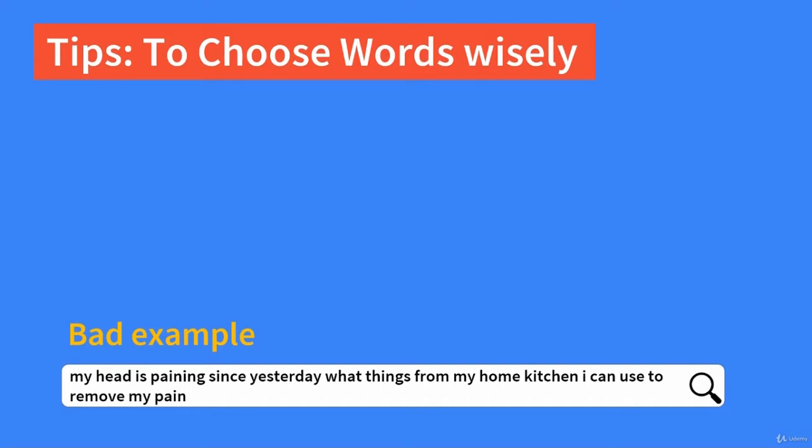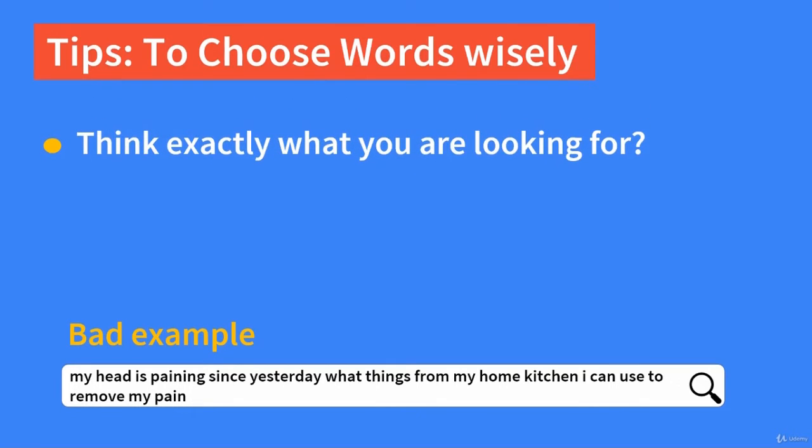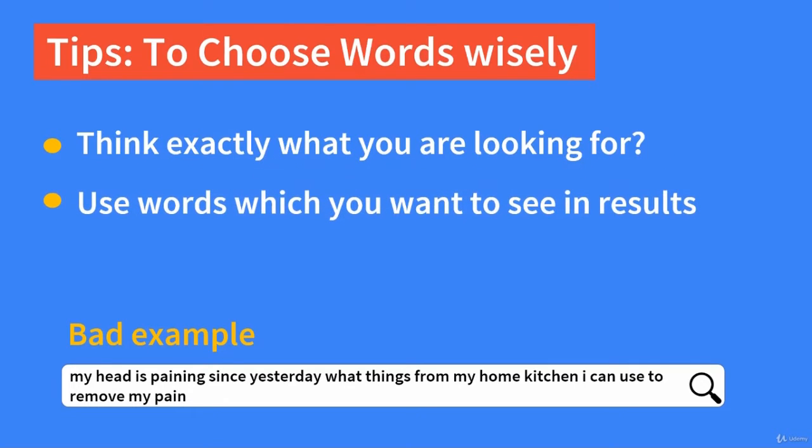To optimize our query, here are some tips. First, think about what you are trying to find. Be specific. So here in this case, I am looking for my head is paining, home kitchen things to remove my pain. Second, use words which you want to see in search results. So here I definitely want to see the keywords like head pain, remove, kitchen and things.